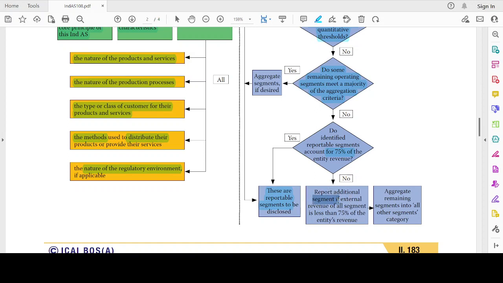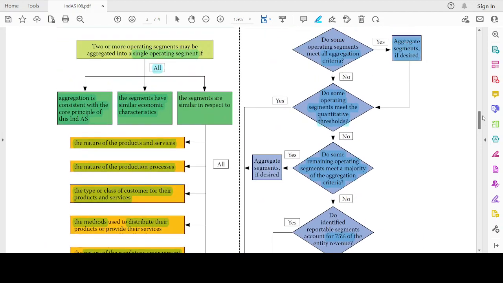Report additional segments if external revenue of all segments is less than 75% of revenue. The additional segments have to be reported if external revenue of all segments is less than 75%. See, 75% of entity revenue is there. Okay, it's not meeting that criteria also. Then I'm checking whether it is meeting 75% of the entity's revenue. If the external revenue is less than that, then I will report these and aggregate all others into the all other segments category.